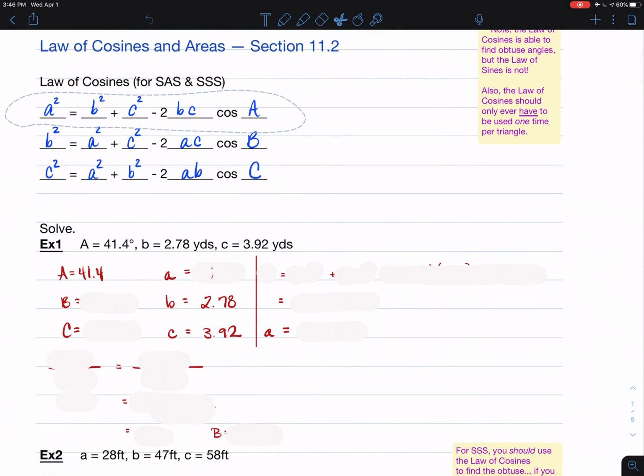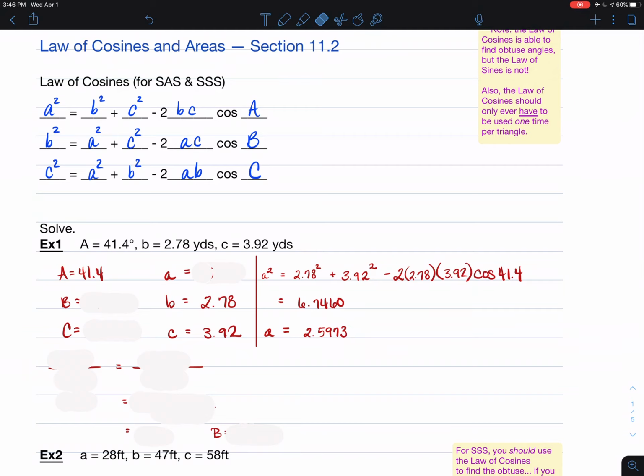So we'll come over here to the side and we'll go ahead and start plugging in. So we have A squared is equal to, there's my B squared plus my C squared minus my 2, and you'll notice here this is my B, this is my C, and then this is my angle A. All right, go ahead and pull your calculator out, and then just type all of that in, and you'll get 6.7460. But remember, this is A squared, and so if that's A squared, you need to take the square root of both sides so that you can get your plain old A value. Now that I have my A value, I can go and put that into my chart.